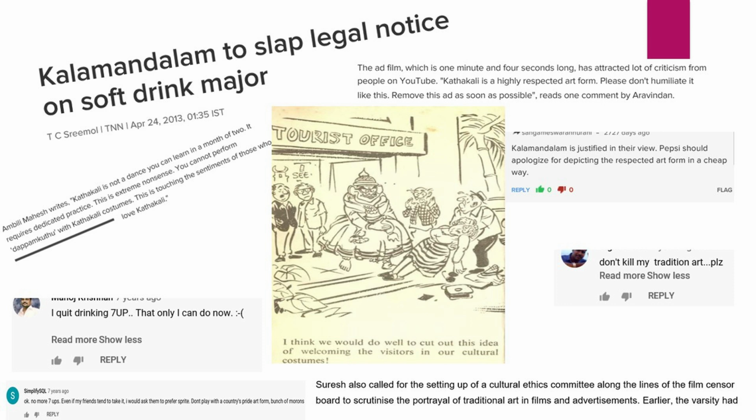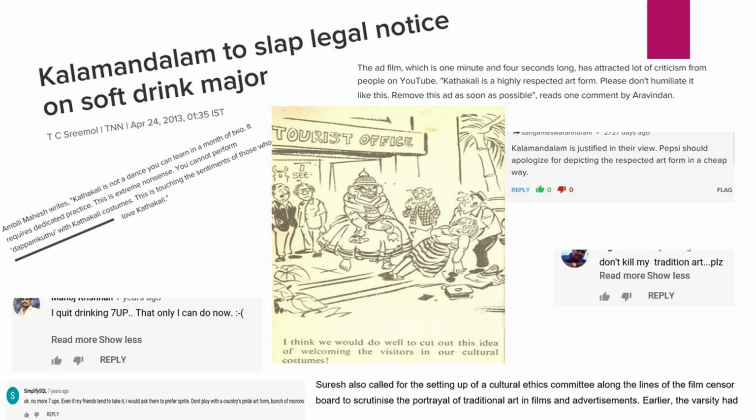What happened with this ad is that it became so controversial that Kalamandalam, perhaps the apex organization or university now in Kerala that promotes traditional or classical arts, slapped a legal notice on PepsiCo. PepsiCo owns this soft drink. And you can see a collection of snippets of how people responded to this ad in particular. The people found it highly offensive.